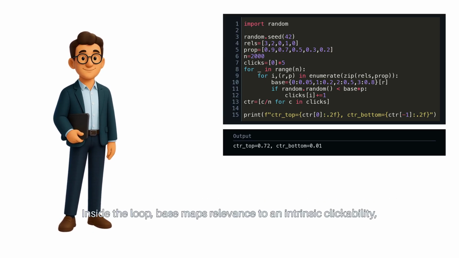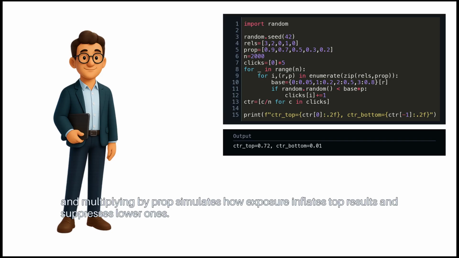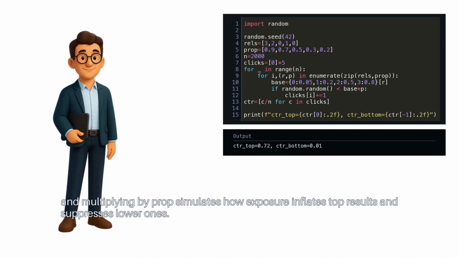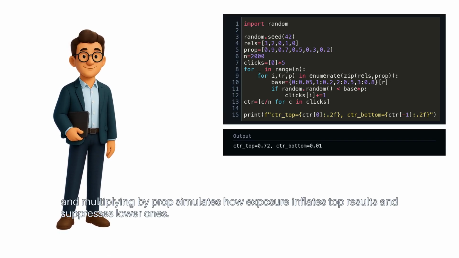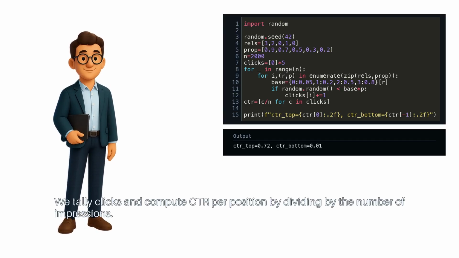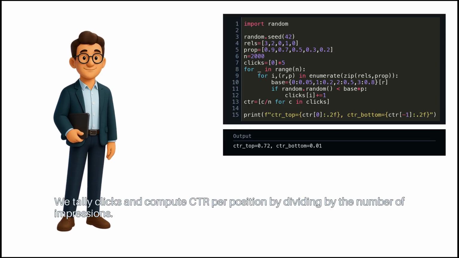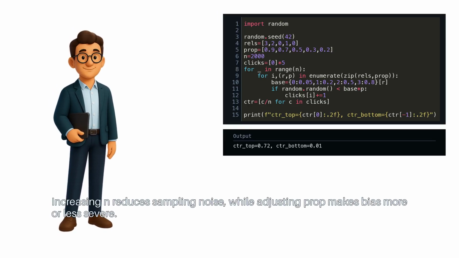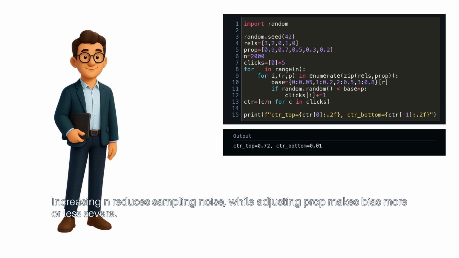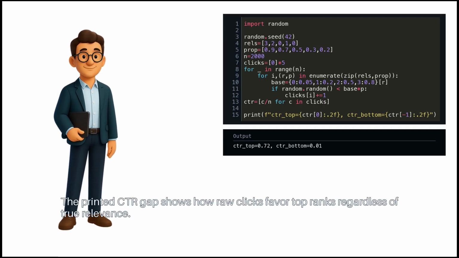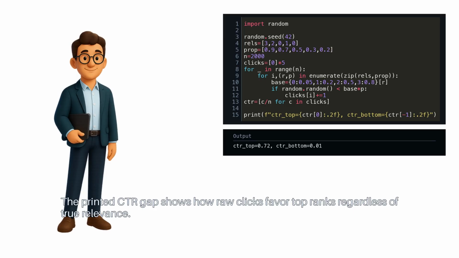Inside the loop, base maps relevance to an intrinsic clickability, and multiplying by prop simulates how exposure inflates top results and suppresses lower ones. We tally clicks and compute CTR per position by dividing by the number of impressions. Increasing N reduces sampling noise, while adjusting prop makes bias more or less severe. The printed CTR gap shows how raw clicks favor top ranks, regardless of true relevance.